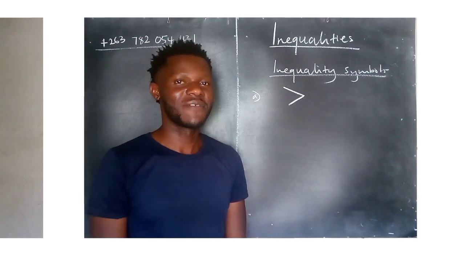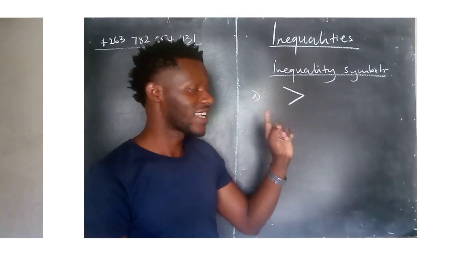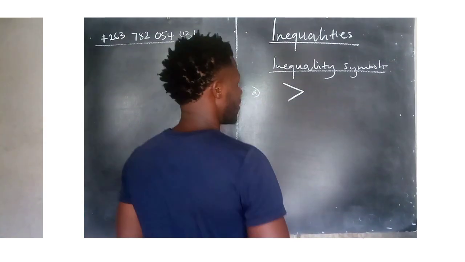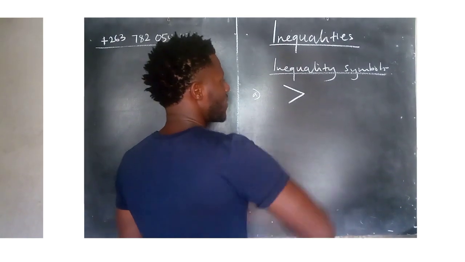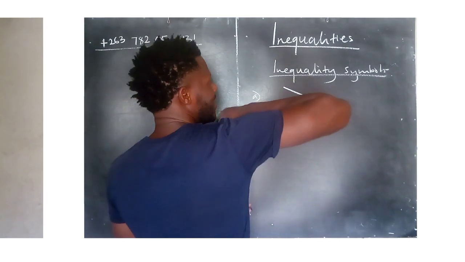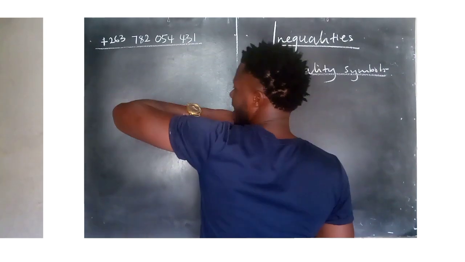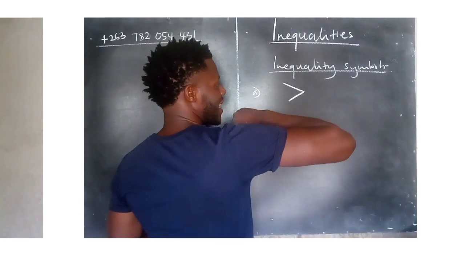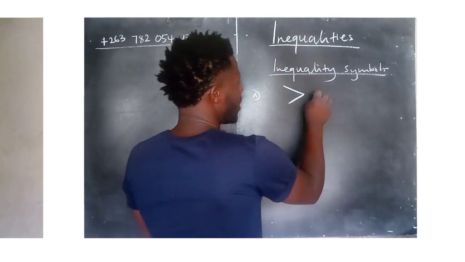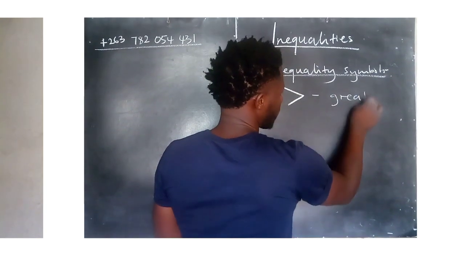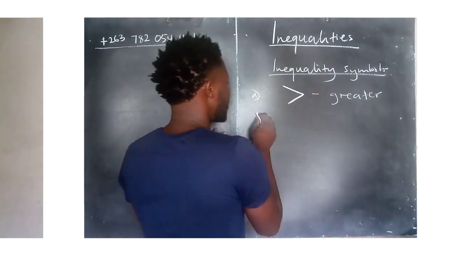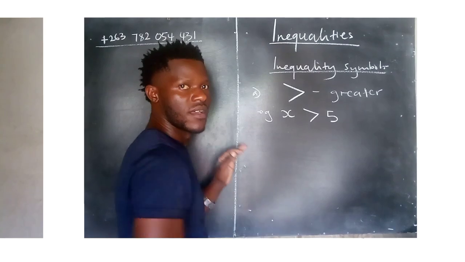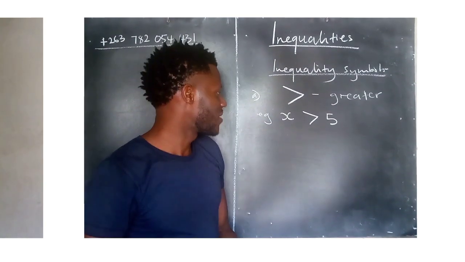Sometimes most students find it difficult to tell if this one is the greater than or the less than. Here is the technique. You face your book like what I'm doing. The symbol with the shape of a right hand like this: right hand side is the greater, left hand side is the less than. So this one with the shape of a right hand side is called the greater than.